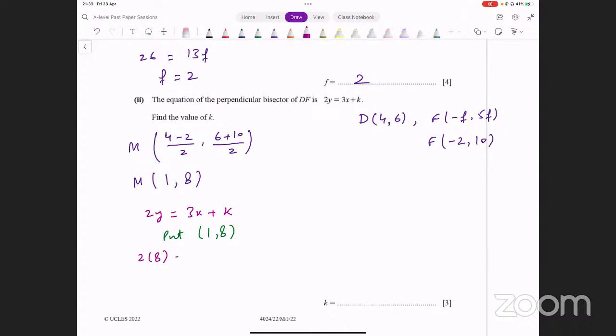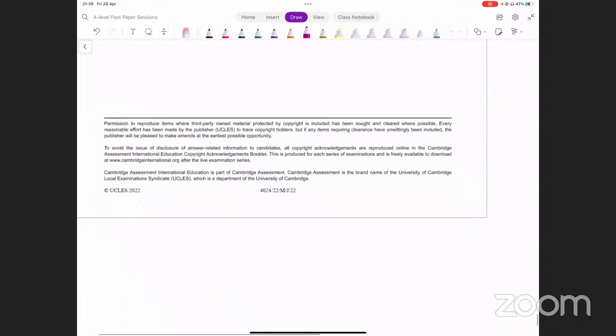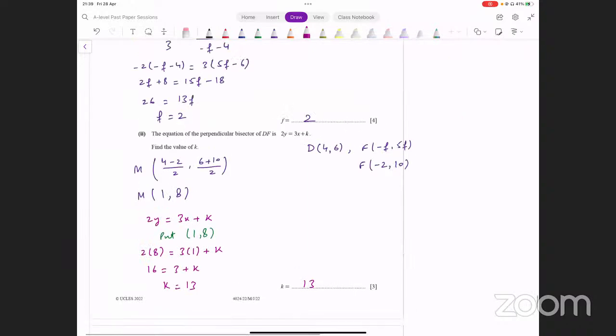So we get 2 into 8 equals 3 into 1 plus k, and that is going to give you the value for k. So we have 16 equals 3 plus k. The value of k turns out to be 13, and that is what we have as our final answer here. Okay, k की value हमारे पास 13 आ जाती है, and that's what we were looking for. That's our final result. Let's move on, and that's it. That was question number 10, the last question of this paper, and that completes this paper as well.